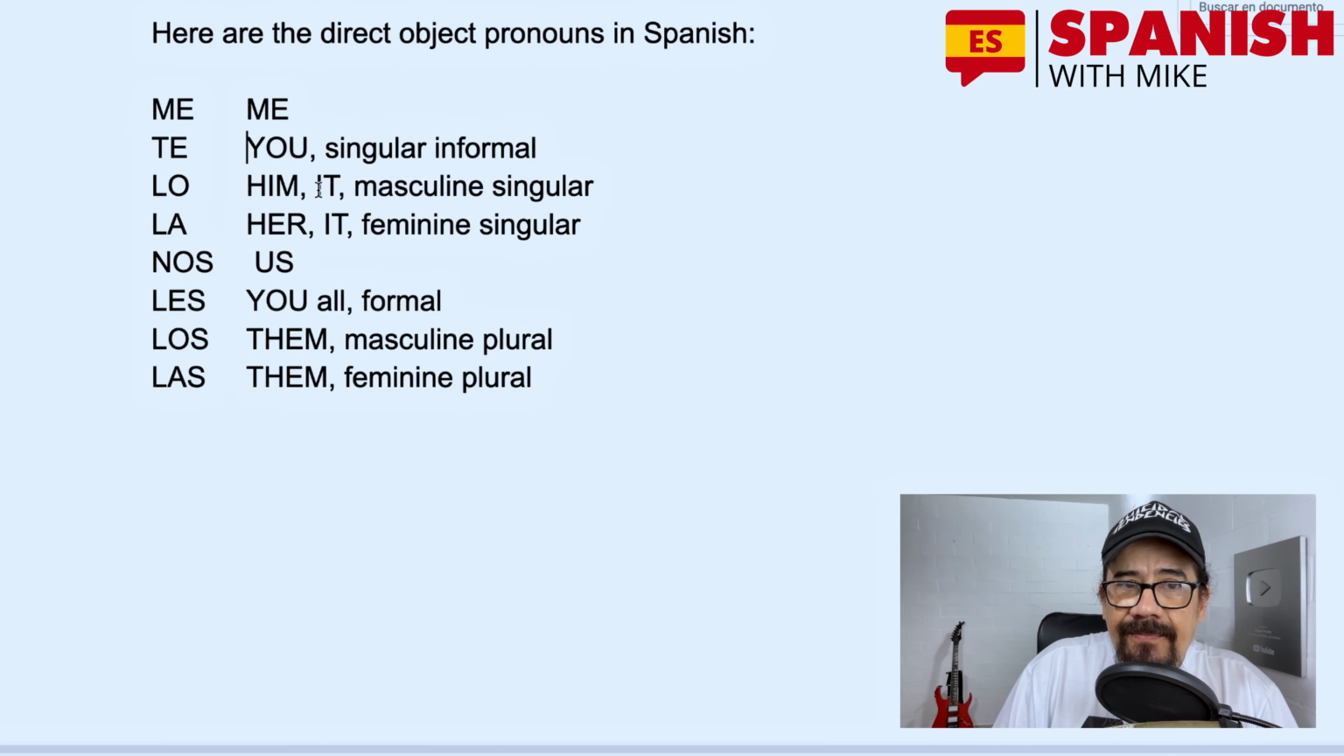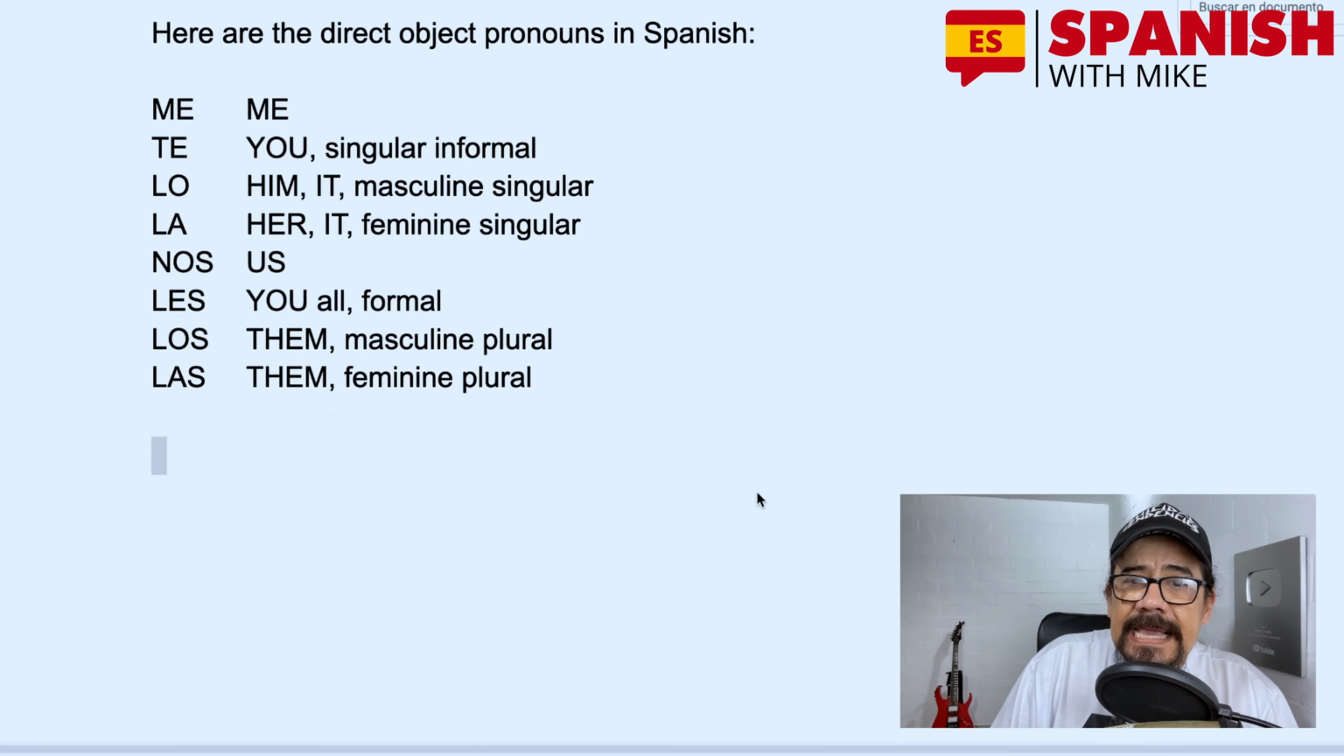For him and for it, in its masculine singular form, it would be lo. For her and for it, in its feminine singular form, it would be la. For us, it would be nos. For you, as in you all, like ustedes, formal plural, it would be les. For them, masculine plural would be los, and for them, feminine plural, it would be las. So as you can see, we have both the direct object pronoun in Spanish and the ones that we use in English.